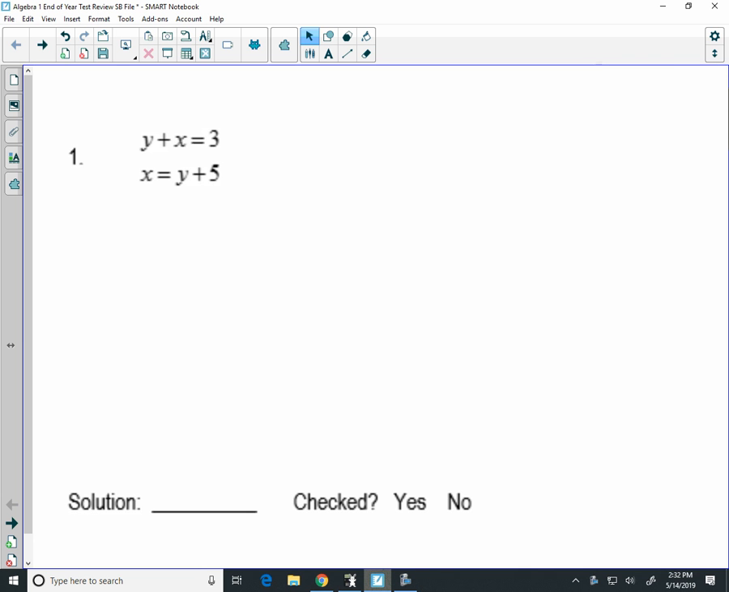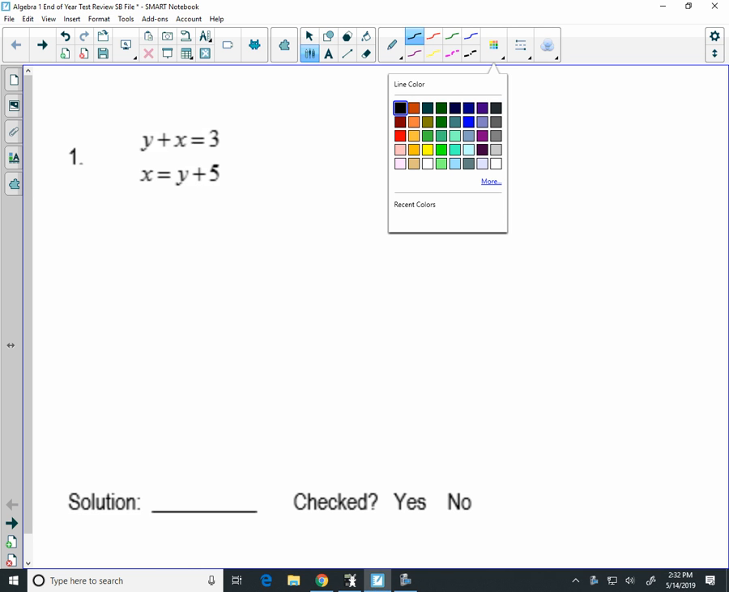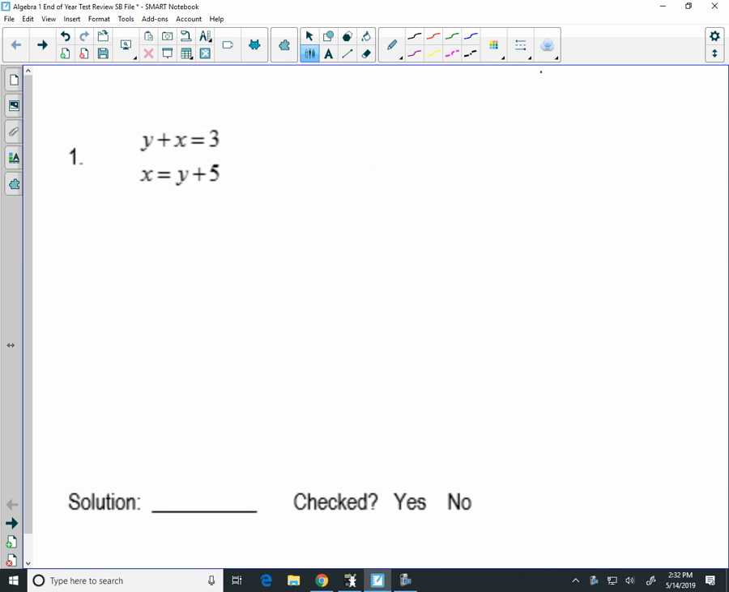Okay, so this is solving systems of equations algebraically. Number 1 and 2 are substitution problems. So what we're going to do here is find our equation that has a variable all by itself. Remember, we're only going to ask you to do substitution when it is the more convenient way.